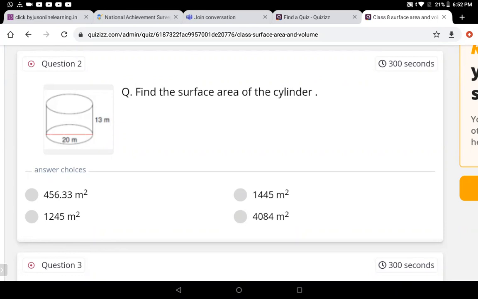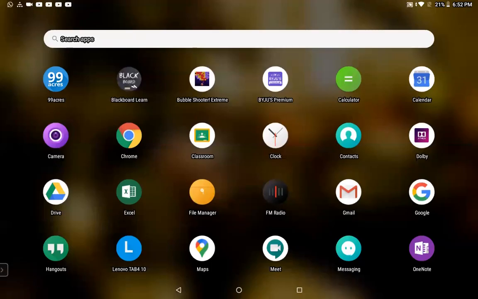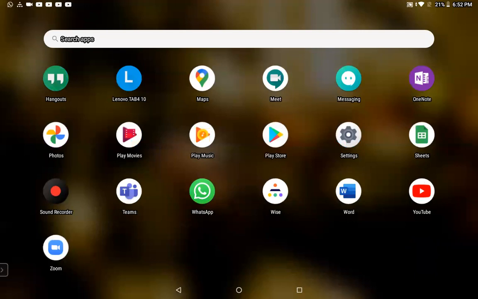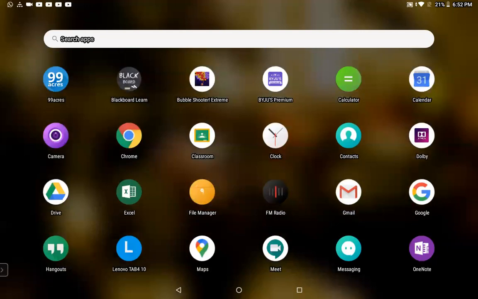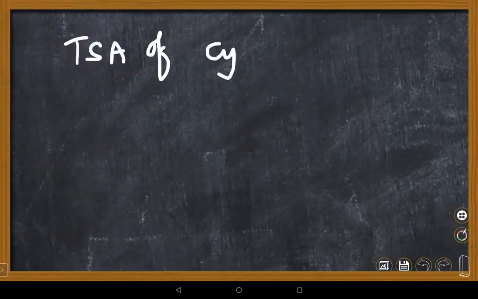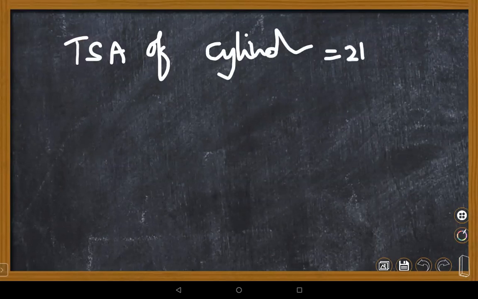What is your formula of cylinder? Ma'am, 2 pi r into r plus h. Yes, 2 pi r into r plus h. So TSA of cylinder, TSA means total surface area of cylinder, is nothing but 2 pi r into r plus h.